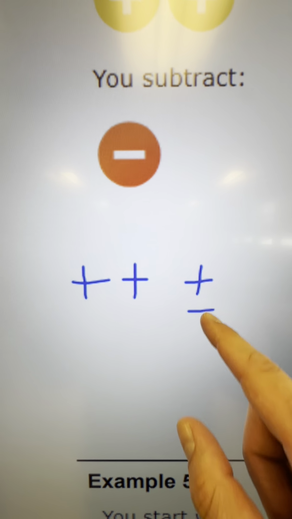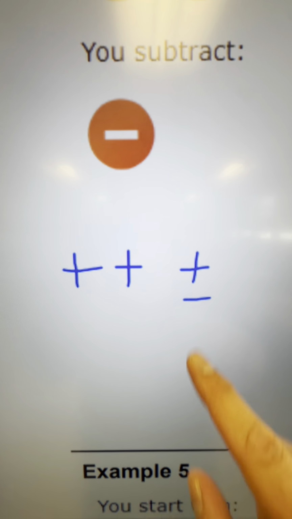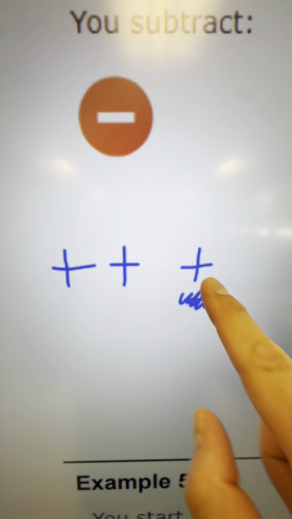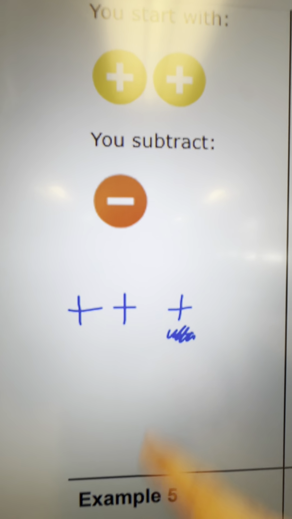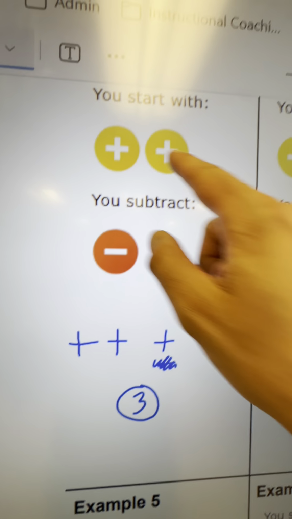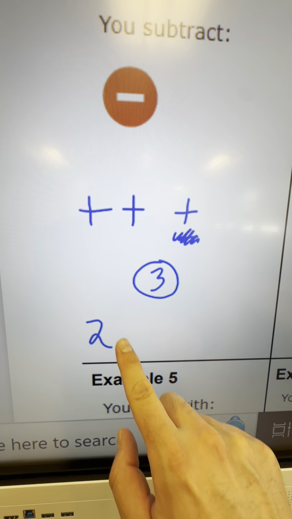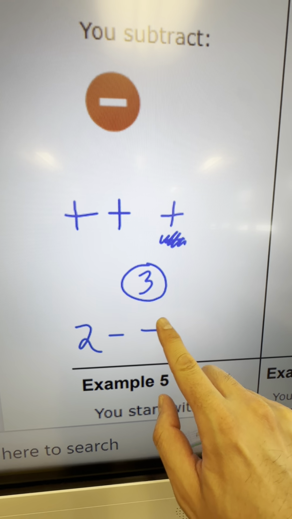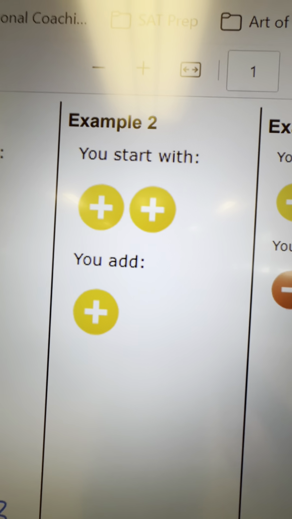But in this case, I'm just going to add one zero pair because that allows me to subtract a negative now. So I can take away this negative, and I can see that I have three positives left over. So my answer for this problem would be positive 3. So we just did the problem to take away negative 1. So we started with two positives, and we took away one negative, and we just found out that the answer is 3.